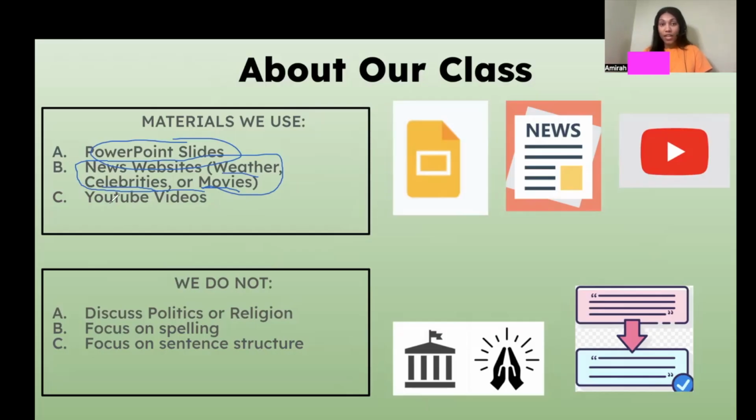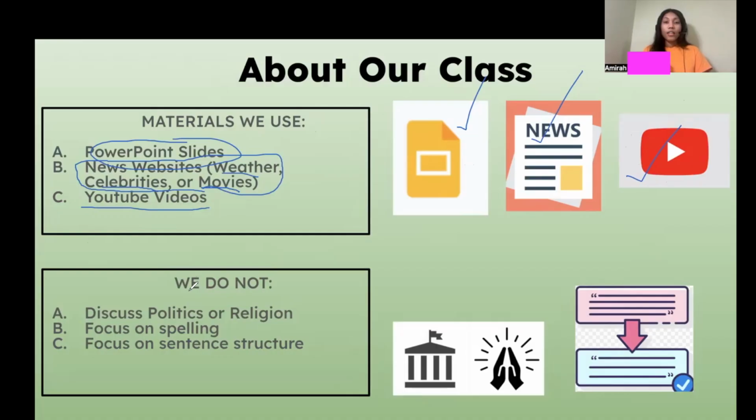Also, if needed and when relevant, in my class we will use YouTube videos. So you see here, we have PowerPoint slide right here, or Google Slides, whichever one you want to use. News websites, so I have the news icon, and then also the YouTube symbol right there.